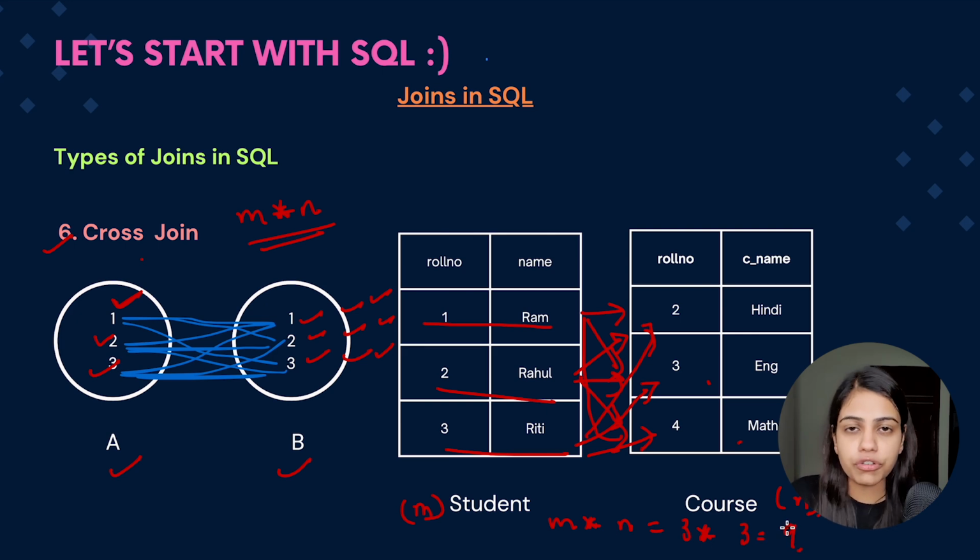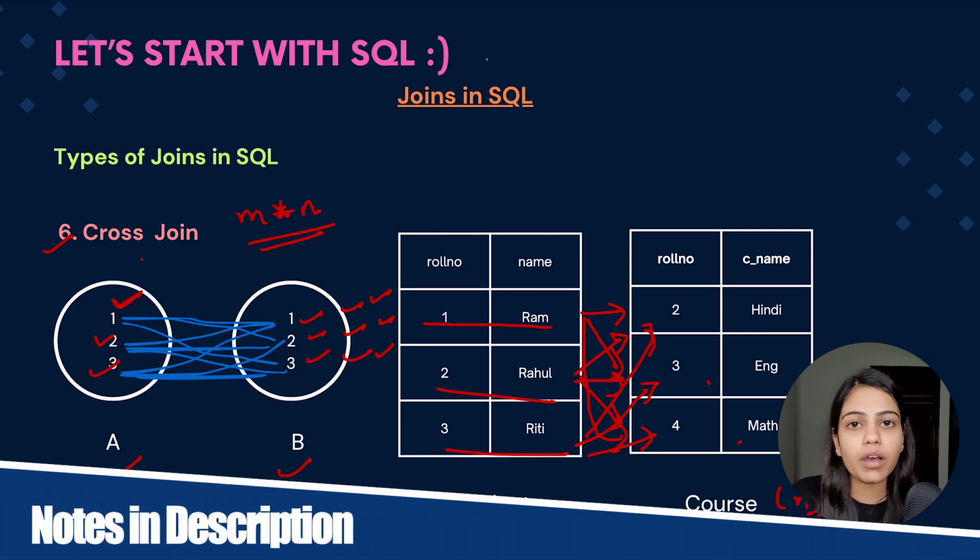So this was all about joins and types of join in this particular video. In the further videos we would be knowing more about the types of join like inner, outer, self, cross, and much more. I hope you like this video.